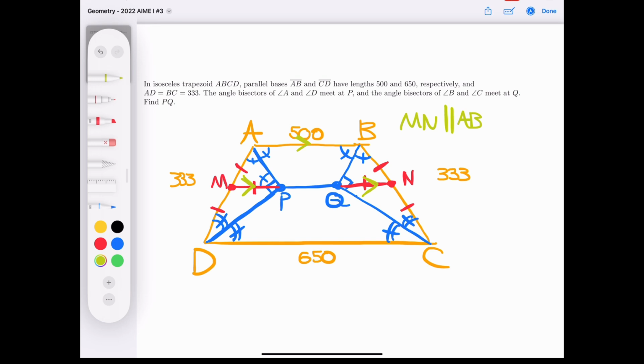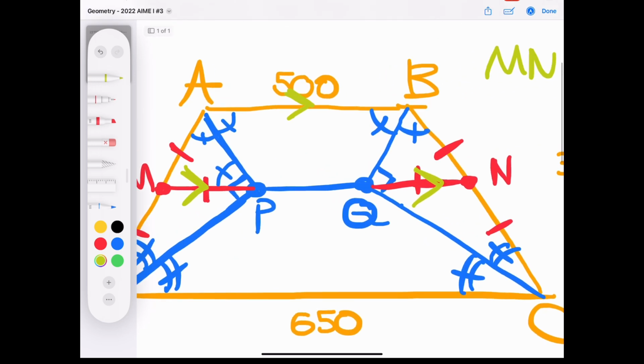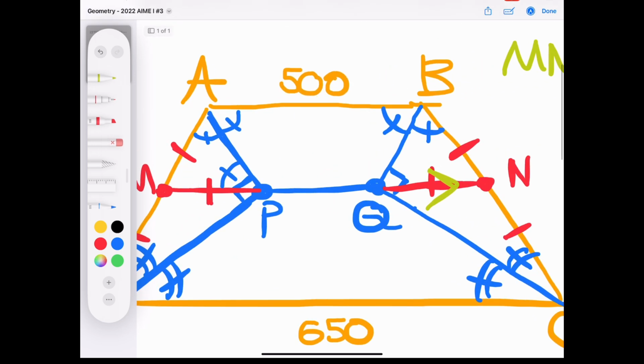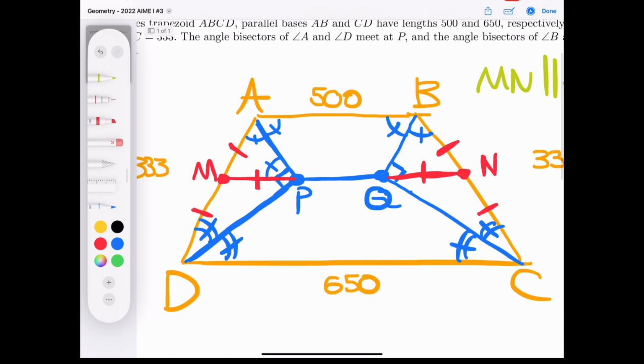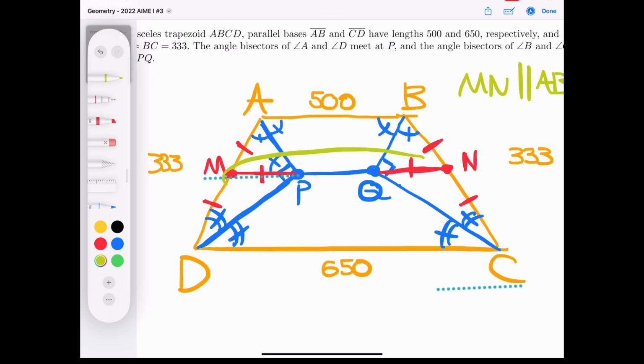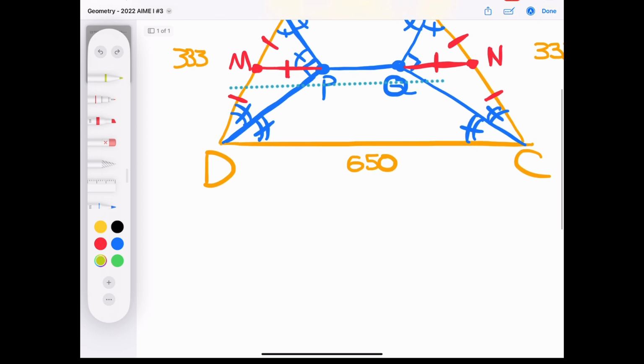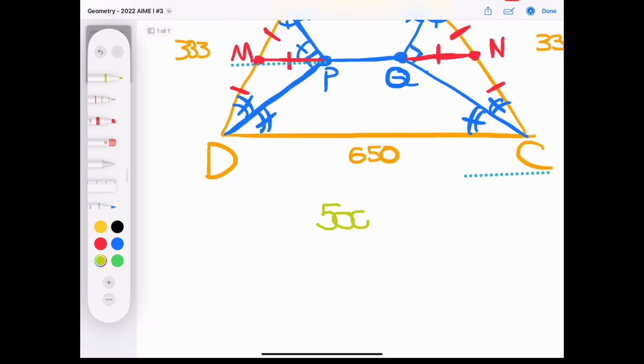Well, we know that M, P, Q, and N are collinear. First, we know the length of MN will be the average of the bases of the trapezoid, right? Because it's the midline. And so we get that MN is equal to (500 plus 650) over 2, which is equal to 575. That is the length of MN.